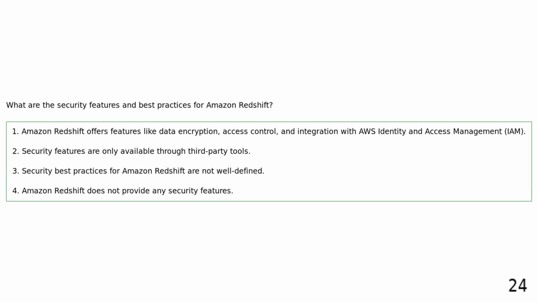What are the security features and best practices for Amazon RedShift? Amazon RedShift offers features like data encryption, access control, and integration with AWS identity and access management. Security features are only available through third-party tools. Security best practices for Amazon RedShift are not well defined. Amazon RedShift does not provide any security features.